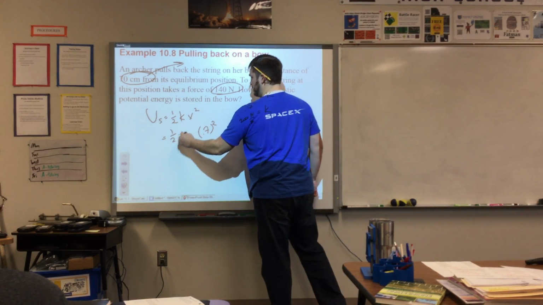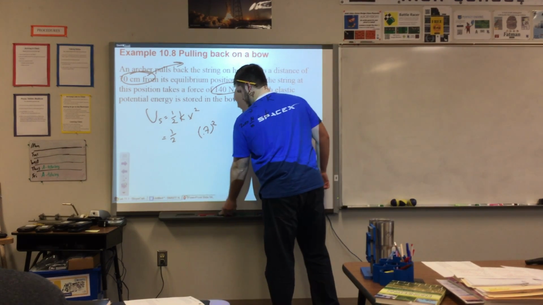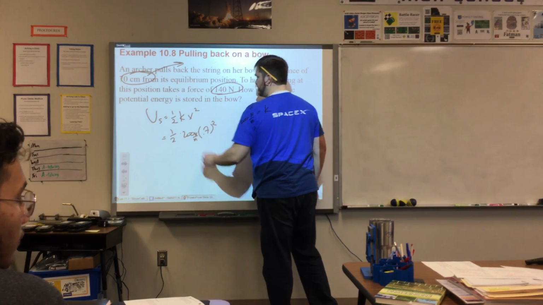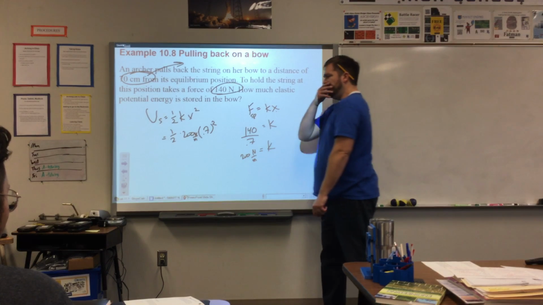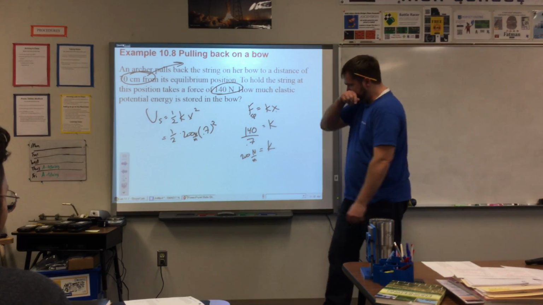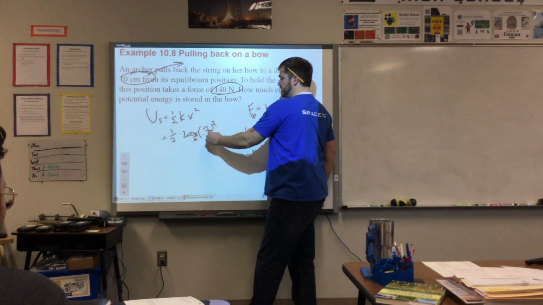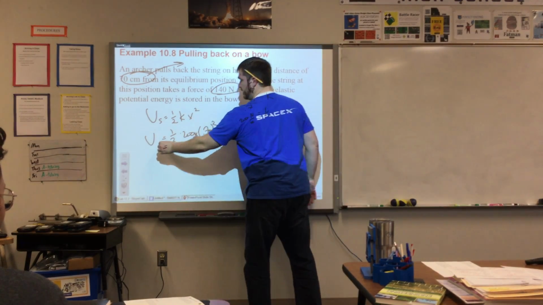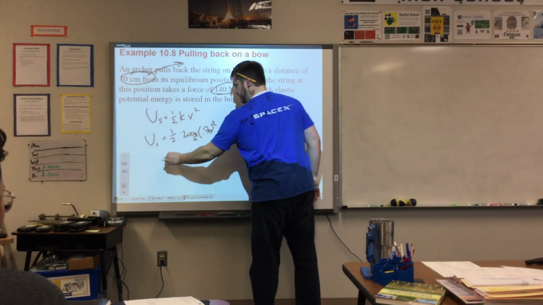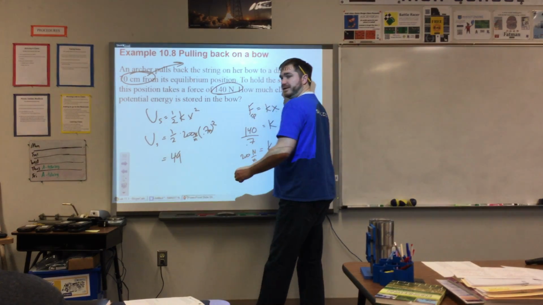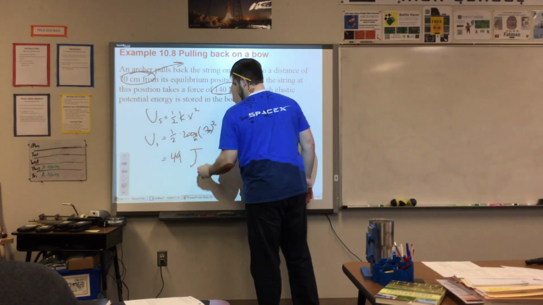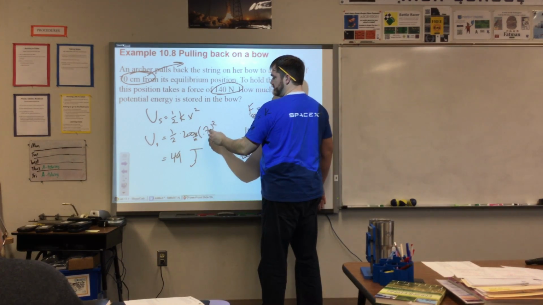So 200 newtons over meters. This is going to be 0.7 meters, so meter squared is 1 newton meter. And go ahead, what do we get? 49. 49 joules. Also known as, since this meter squared cancels out one of those meters, there's still a meter left of newton meters.